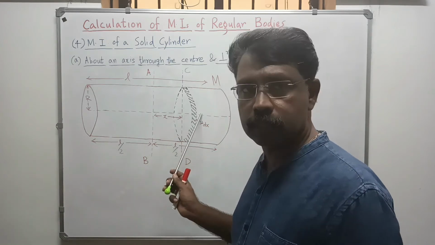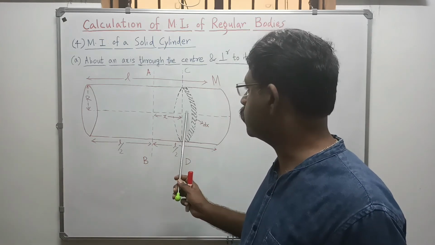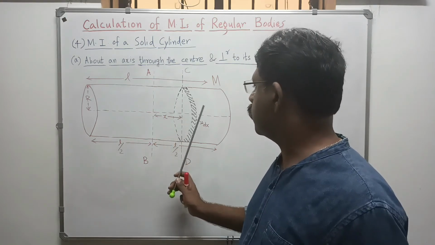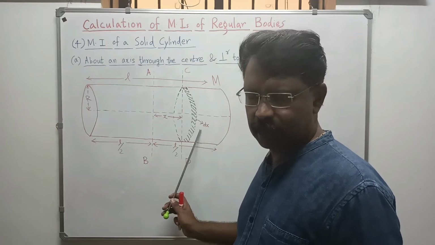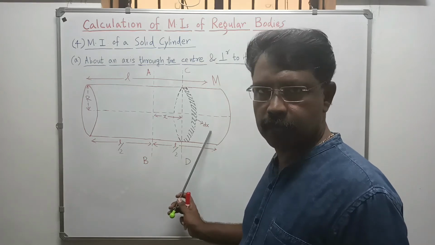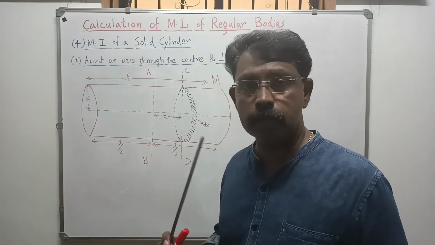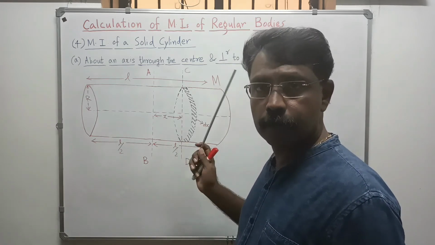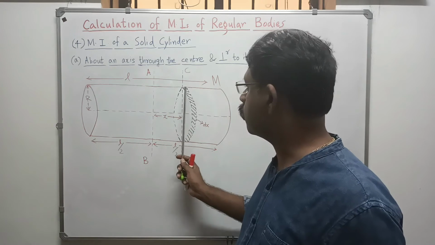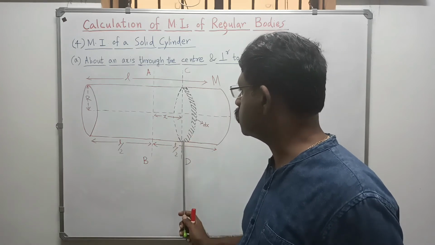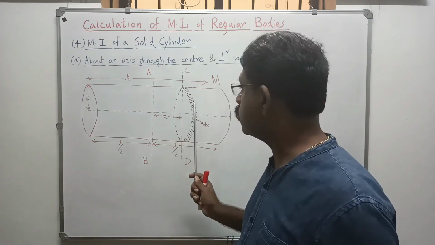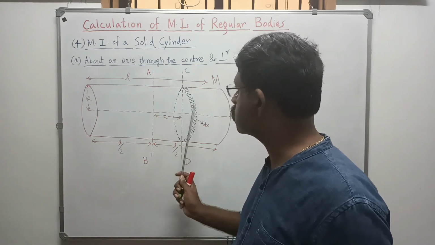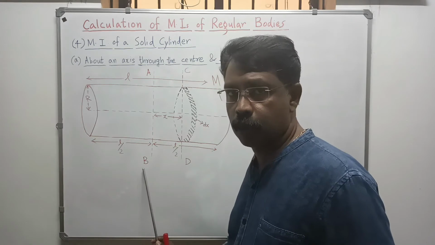We will consider such a disk at a distance x from the axis that we are considering, and we have taken the length of the strip as dx. We will first calculate mass per unit length, then we will find the mass of this strip. From the mass of this strip we will calculate the moment of inertia of this disk about CD. After getting the moment of inertia about CD, we will calculate the moment of inertia of this strip about AB.